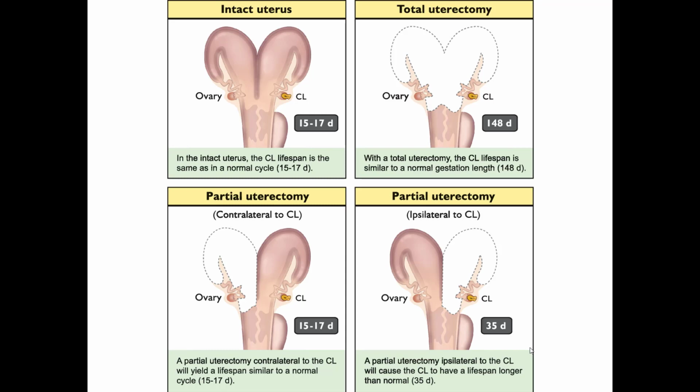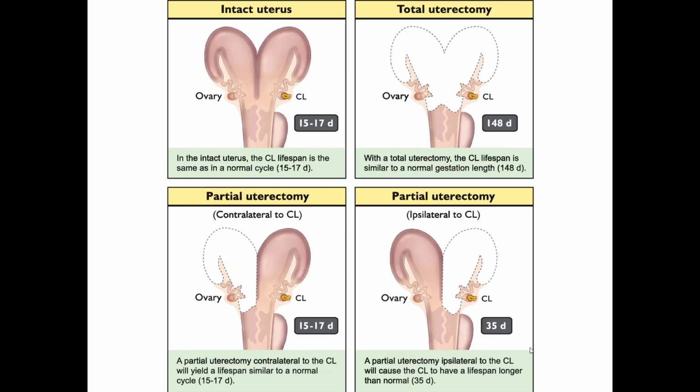Really interestingly, we also found that in a group of sheep, if we did a partial hysterectomy that was ipsilateral, so on the same side that the CL was on, it would cause that corpus luteum to have a lifespan longer than normal, longer than the normal 15 to 17 days. That CL would live for about 35 days.